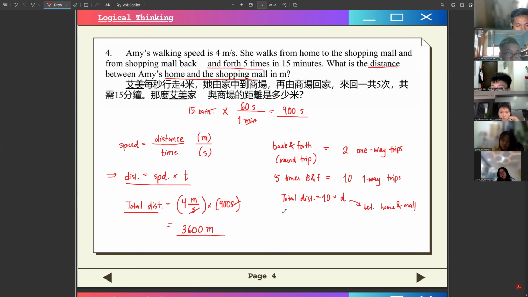So we calculated this as 3,600. So we just divide by 10, right? So the one-way distance is just 360 meters. So that's our answer. Okay? Any questions, clarifications?